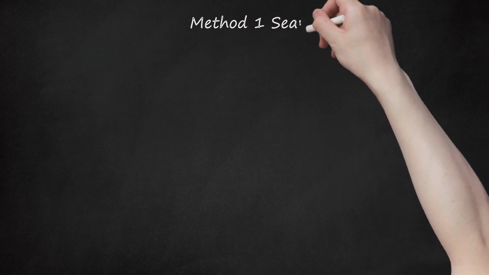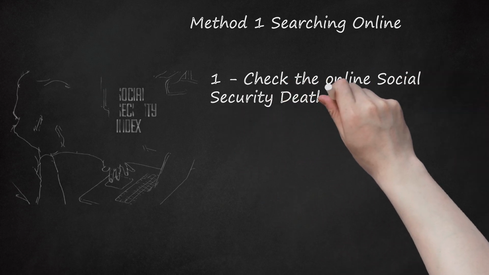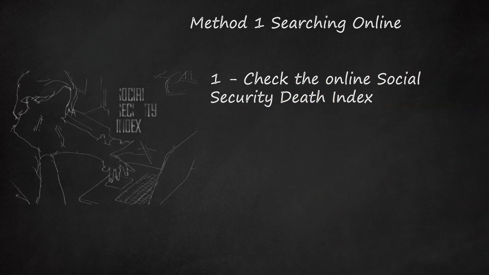Method 1. Searching online. 1. Check the online Social Security Death Index. The SSDI includes the record of anyone with a U.S. Social Security number whose death was reported to the Social Security Administration. Websites such as genealogybank.com and ancestry.com allow you to access portions of the SSDI free of charge.